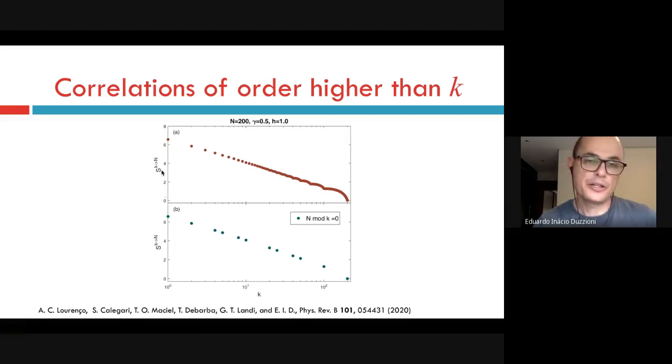Here I show the correlations of order higher than k. These two pictures are used just to show the effect of the size of the partition I am considering. If I consider partitions in which n mod k is zero, I mean the division of n by k results in an integer number, the behavior of correlations of order higher than k is a well behaved curve. But if we don't take this into account, we can find this strange behavior with a lot of peaks, etc.